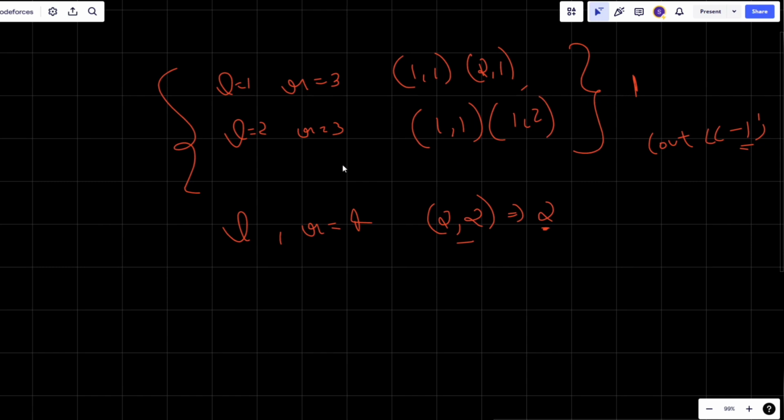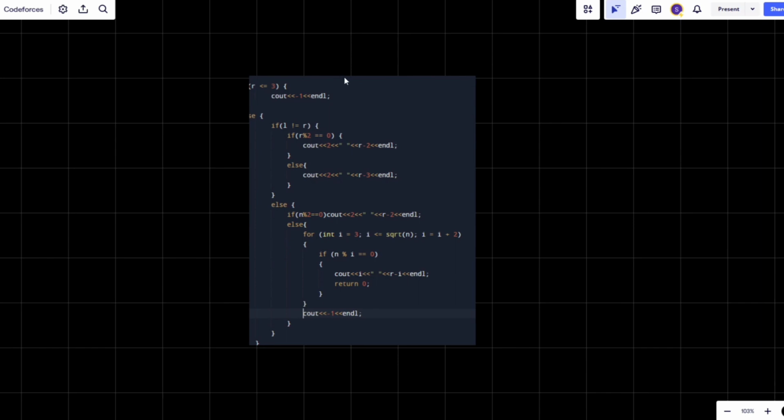Let's understand the coding part. This is our base case, that is when R is less than or equal to 3, we simply print -1. And when L is not equal to R, in the case of an even number, we take A as 2 and B as R minus 2. And when it is odd, we take A as 2 and B as R minus 3. We are done with this.